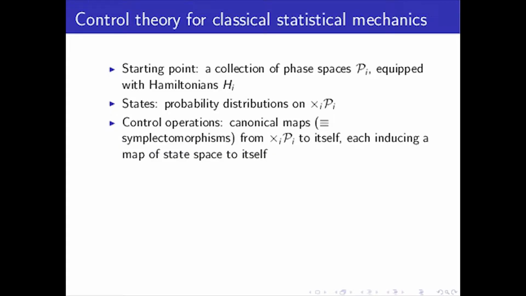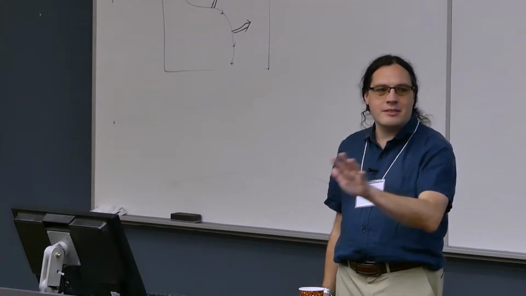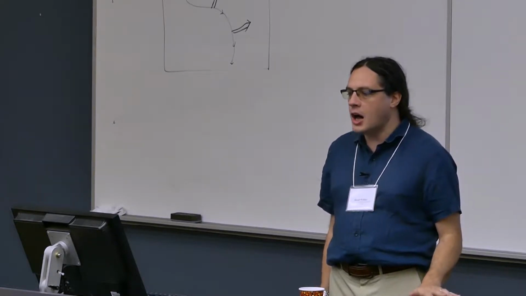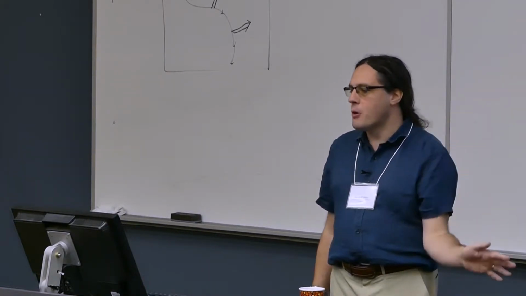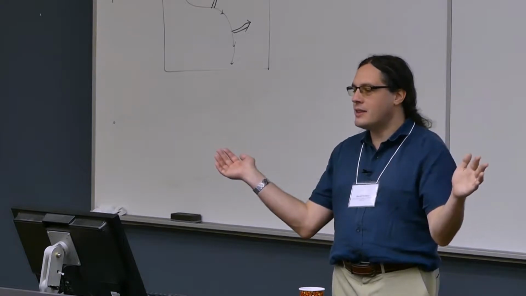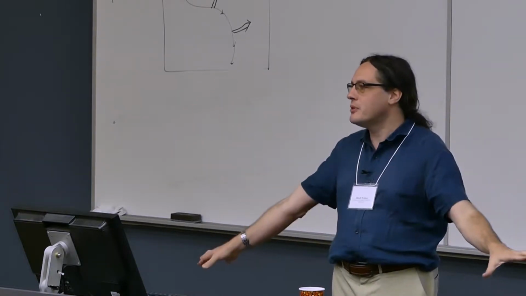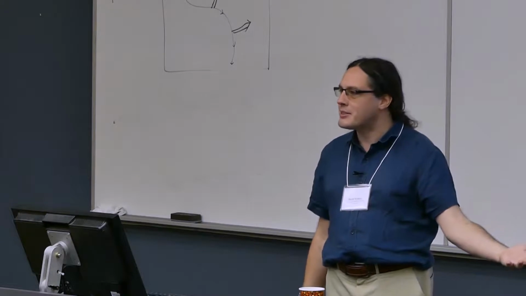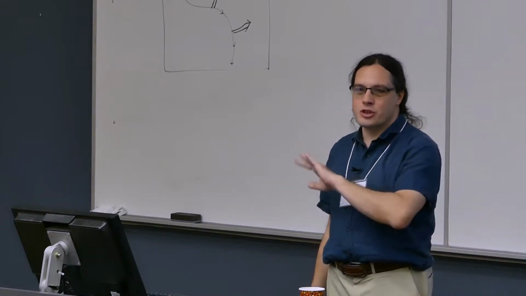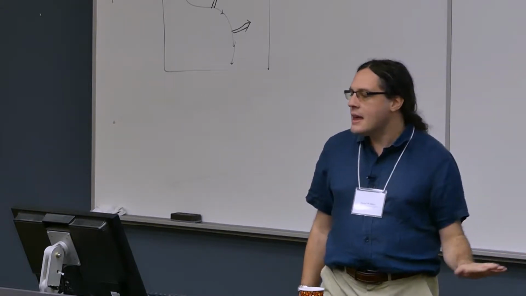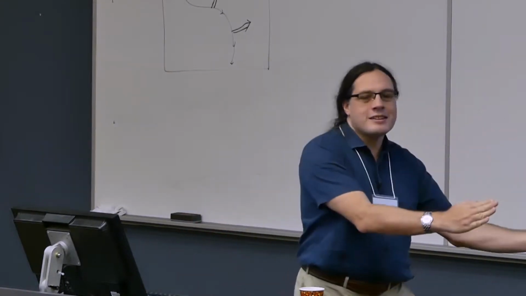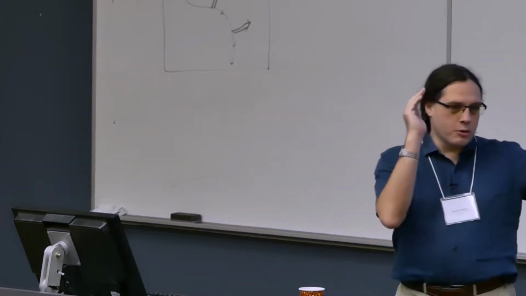So notice, because I've got a Hamiltonian on each phase space, there's already some dynamics in the theory, but the dynamics is what the system does if left to itself. I'm then assuming on top of that, I've got a bunch of control operations, and I'm going to assume right at the beginning of the story that my control operations are canonical maps from the state space to itself, canonical in the usual Hamiltonian dynamics way, in particular in the way that preserves phase space volume.